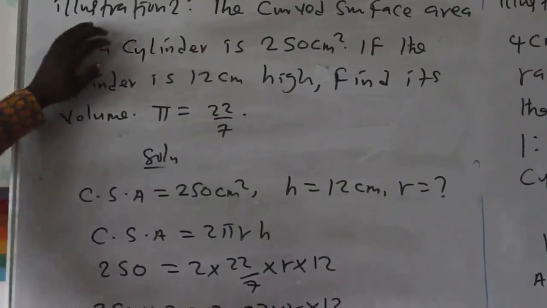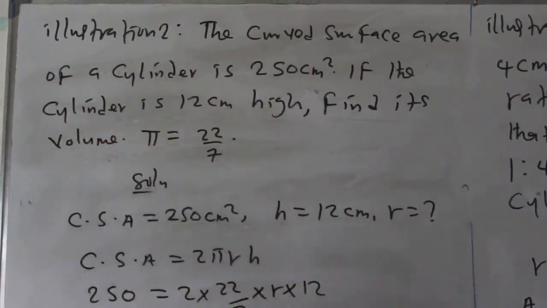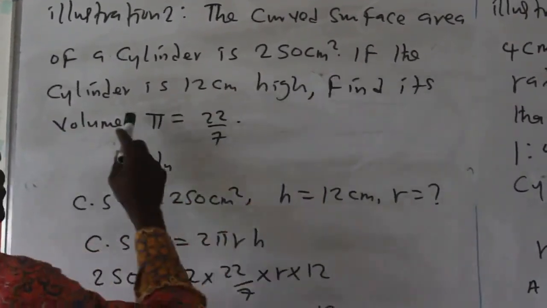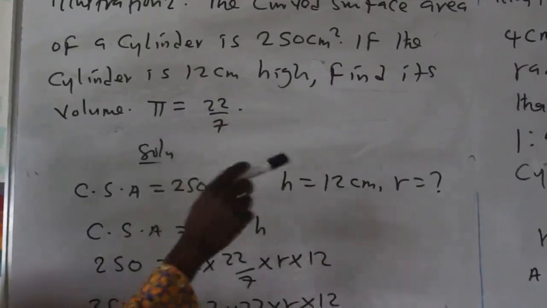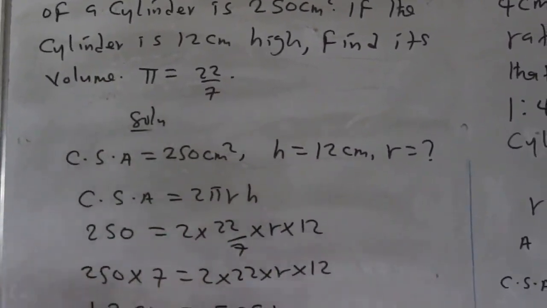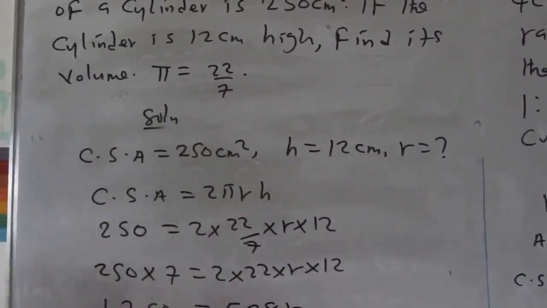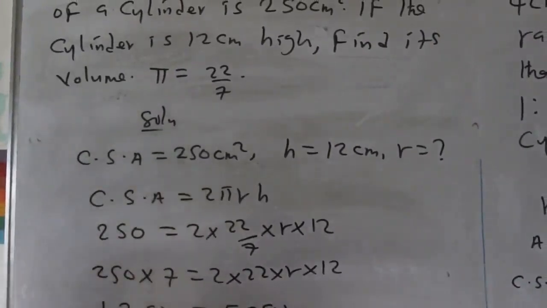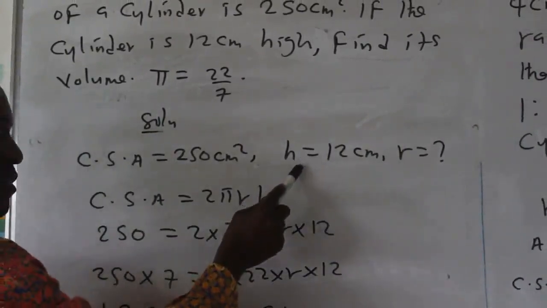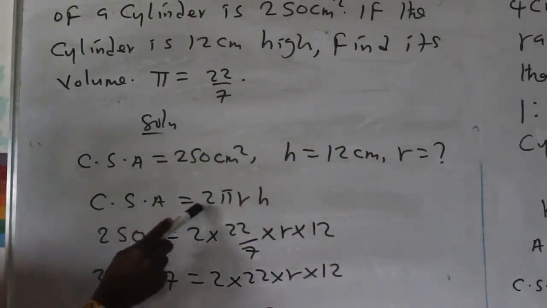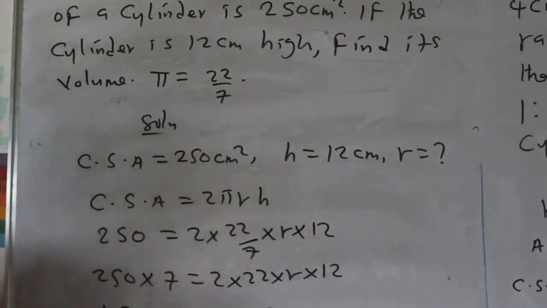Now, the second illustration. The curved surface area of the cylinder is 250 centimeters squared. If the cylinder is 12 centimeters high, find its volume. Now, if you look at this question, we cannot just go straight forward into finding the volume. We have to, first of all, since we are given that the curved surface area is 250 centimeters squared and the height is 12 centimeters. Now, something is missing here, that is a radius. Because the curved surface area is given by 2 pi r h.